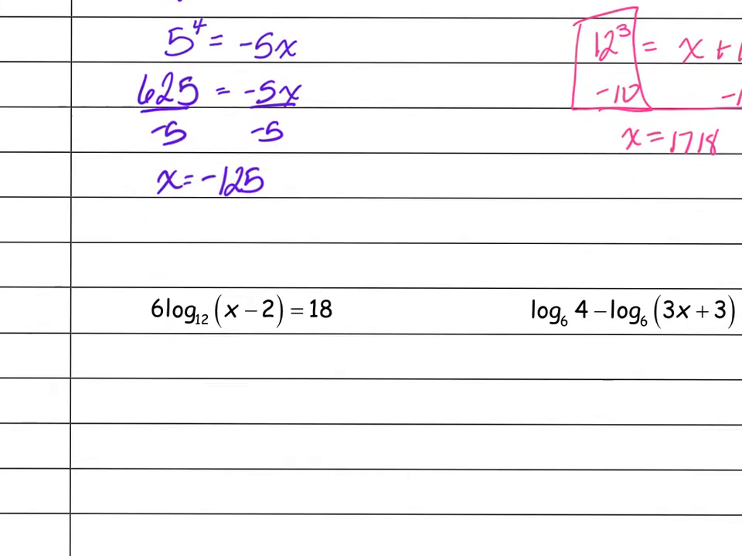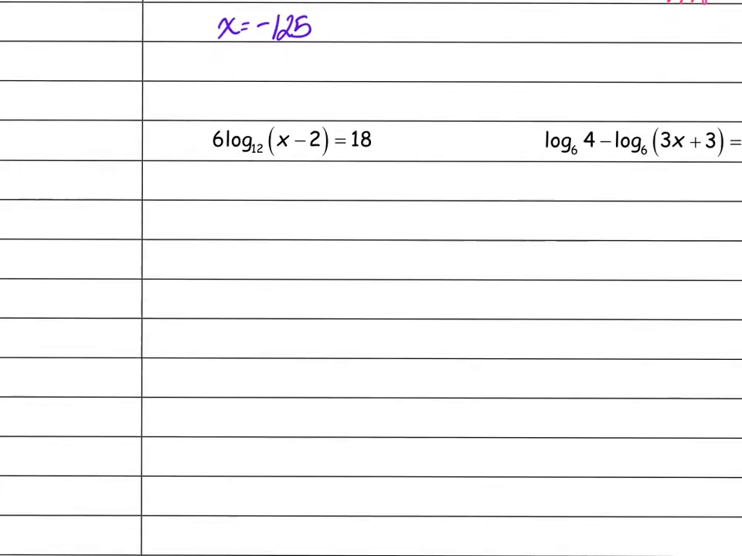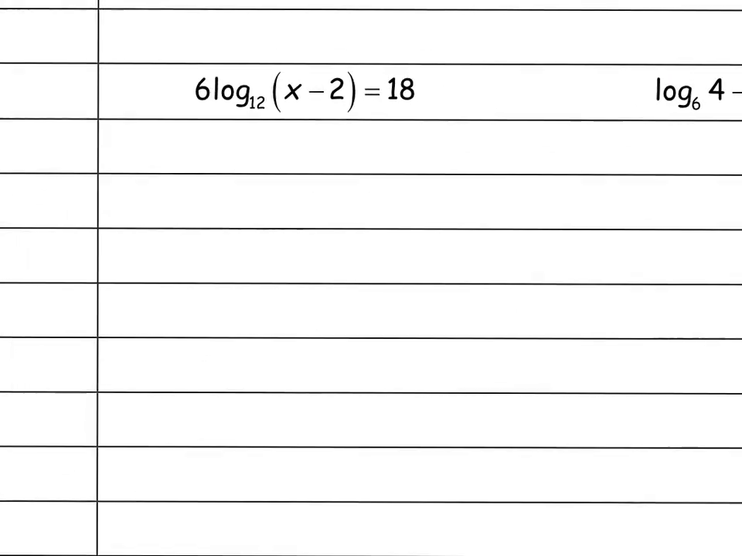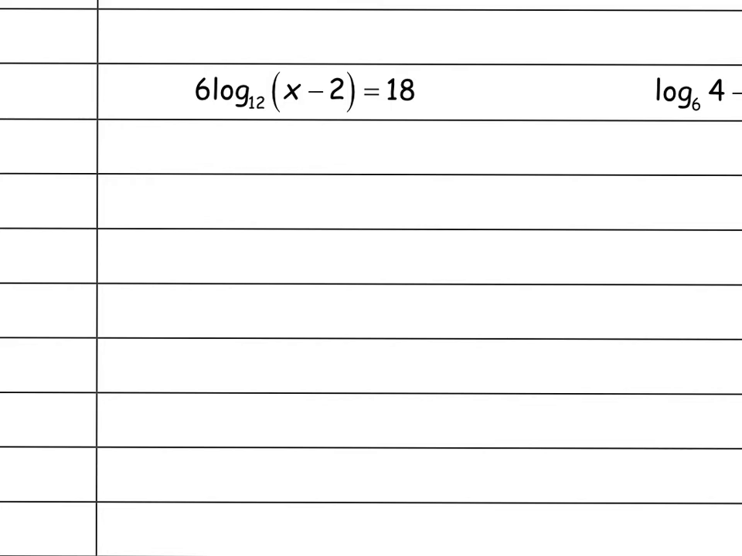Next problem here, let's see what we've got. Looks to be a similar type problem to what we've been doing. So here we go. I'm going to go ahead and highlight my log, which is here. Okay, what do I need to do to get my log by itself? Well, that's 6 times a log. They're touching, so I'm going to divide by 6. Beautiful. Then I'm going to say log base 12 of x minus 2 equals 3.